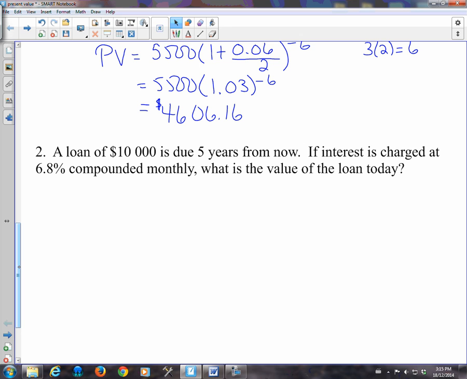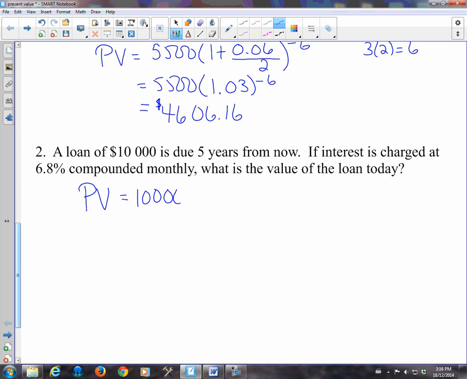Last example. A loan of $10,000 is due 5 years from now. If interest is charged at 6.8% compounded monthly, what is the value of the loan today? So as soon as you see the value of the loan today, that means you're going to use the present value formula. One of the things you're going to have to learn is to pick out what formula to use. So you have to pay close attention to whether they're talking about the value now or the value in the future. The value today is the PV formula, present value.